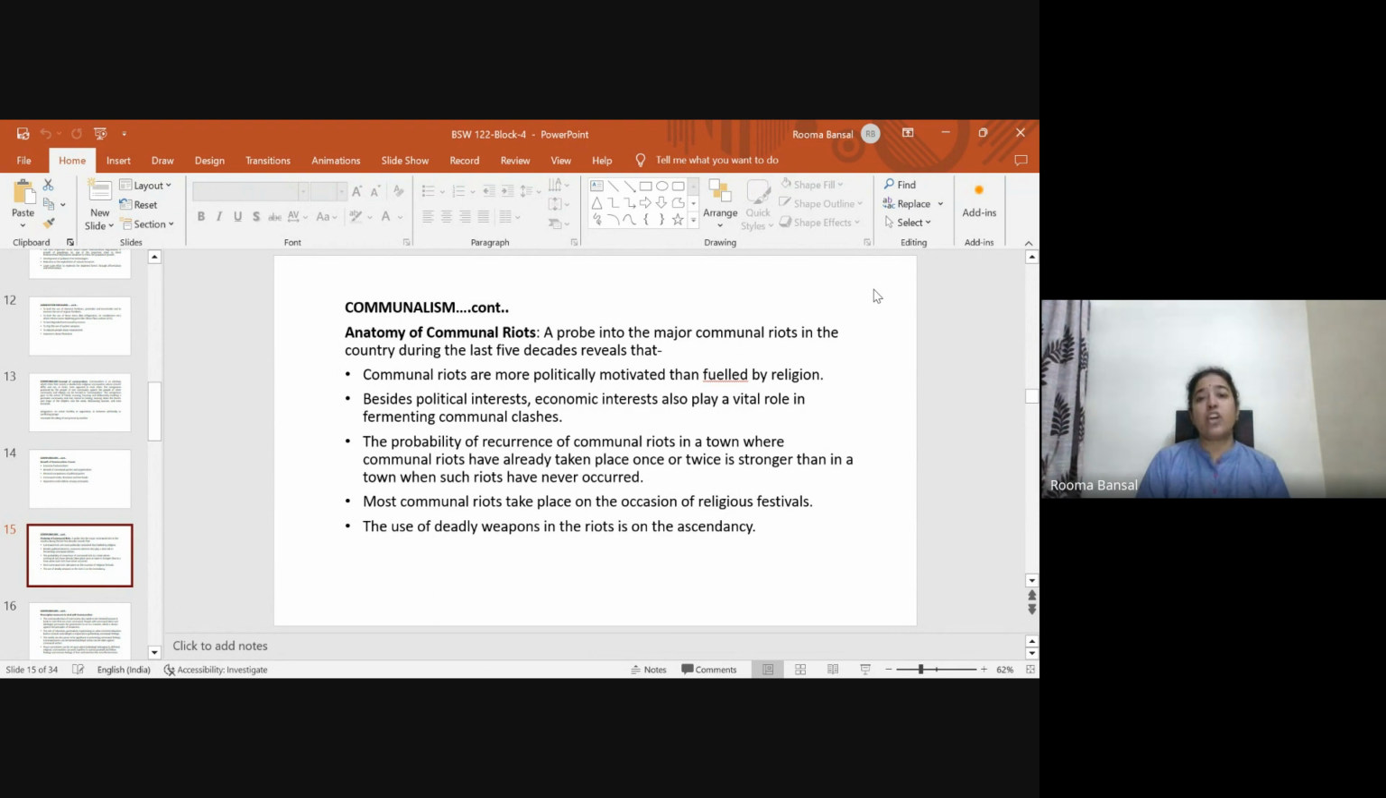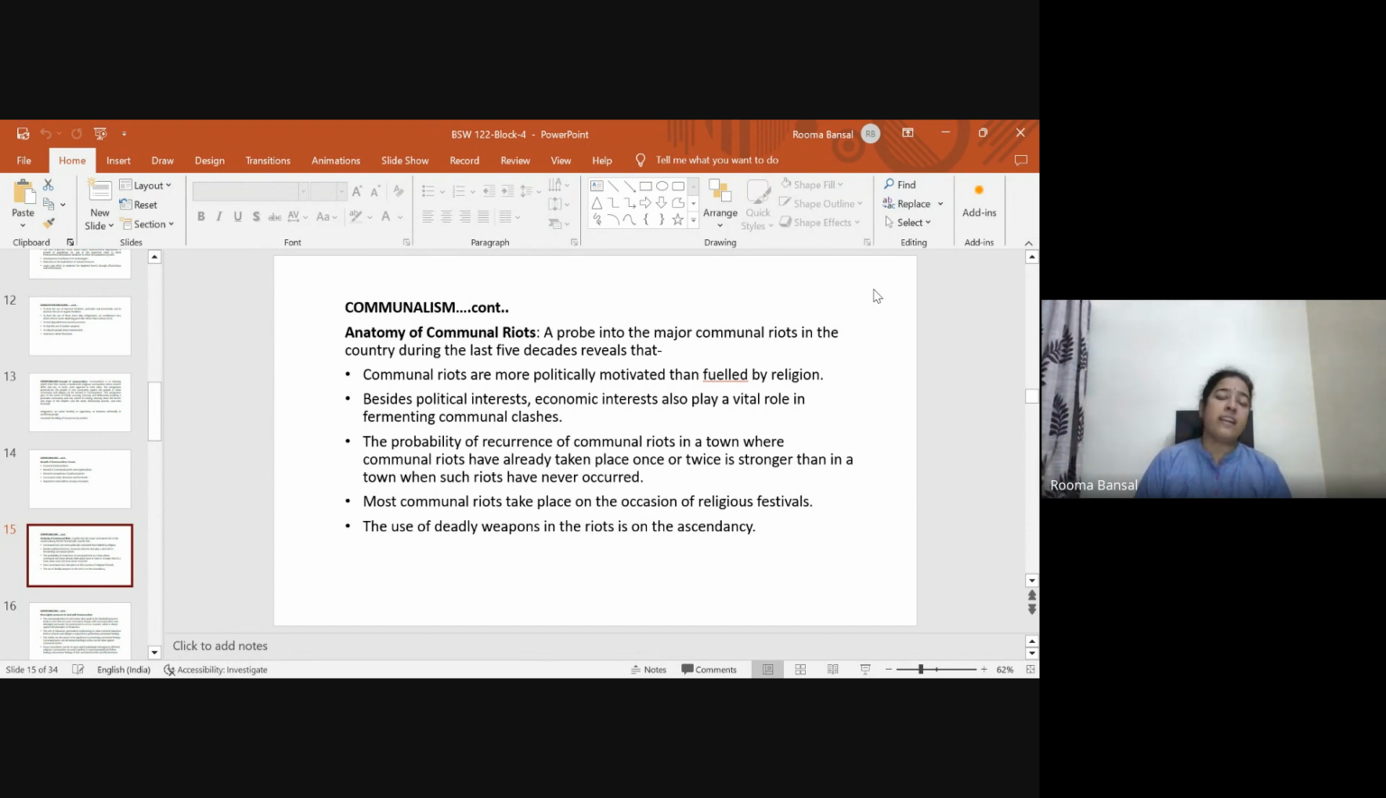Besides political interest, economic interest also plays a vital role in fomenting communal clashes. Again, economic interest means the kind of work, division of labor, and financial condition, the economic situation of that particular community is also a reason of communal riots. The probability of recurrence of communal riots in a town where communal riots have already taken place once or twice is stronger than in a town where such riots have never occurred.